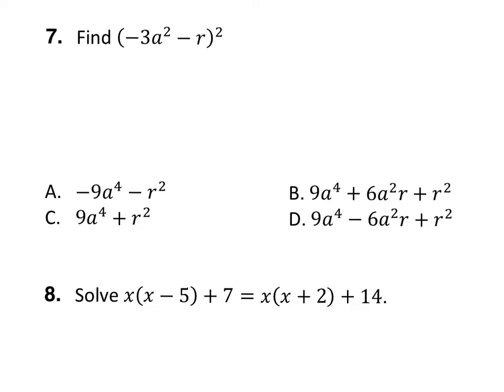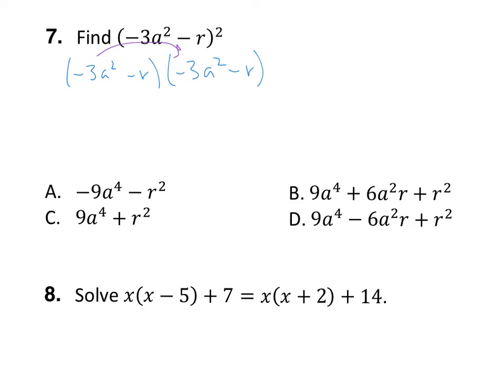Number 7, find the quantity of negative 3a squared minus r squared. So let's look here at what we have to do. This really means I have negative 3a squared minus r times negative 3a squared minus r. So what I want to do here is go ahead and FOIL or use the box method. I'll go ahead and FOIL.